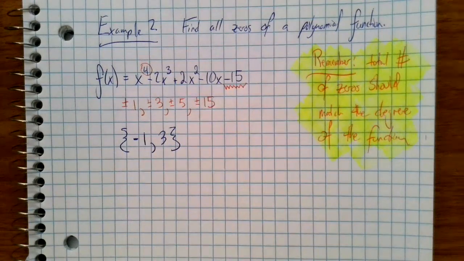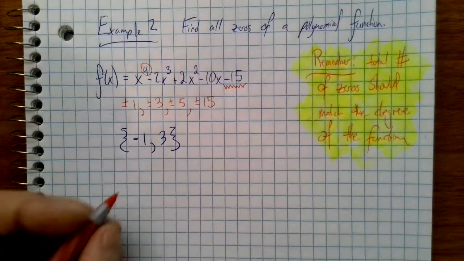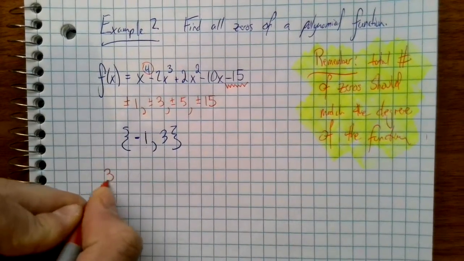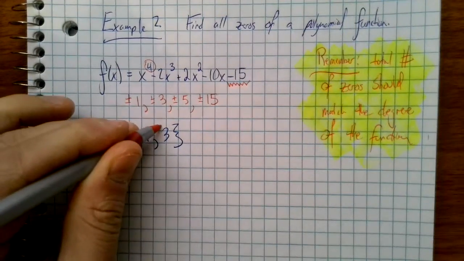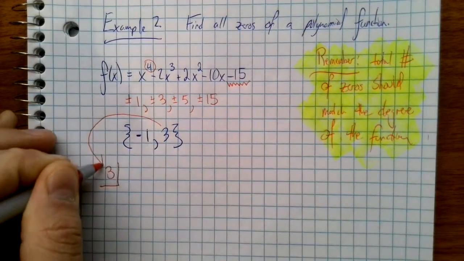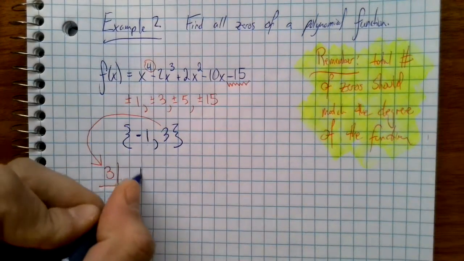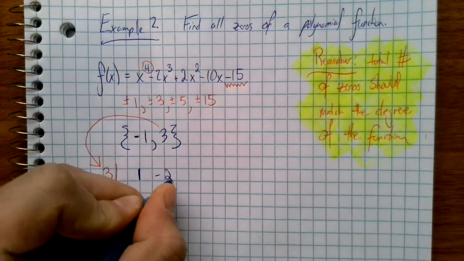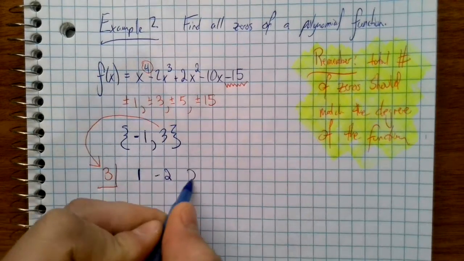You may pick either one of these values to start. It does not matter which one you pick. I happen to pick the 3 first. So the root becomes our sort of divisor in synthetic division. Remember, we're going to list the coefficients of the function: 1, -2, and so on.